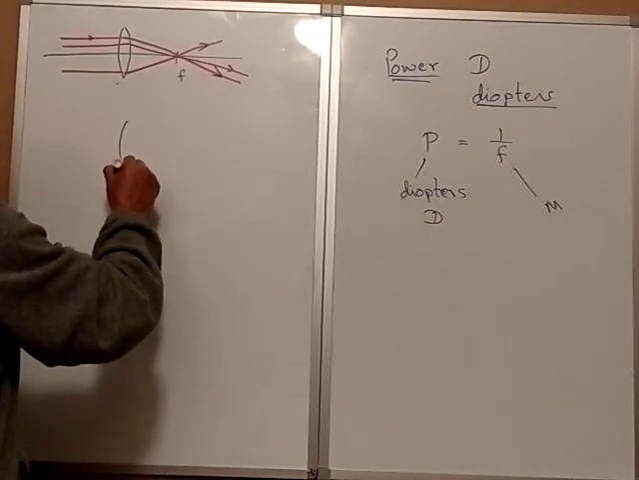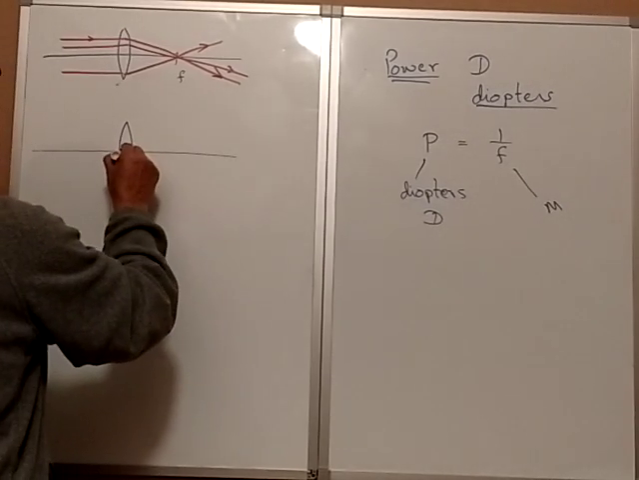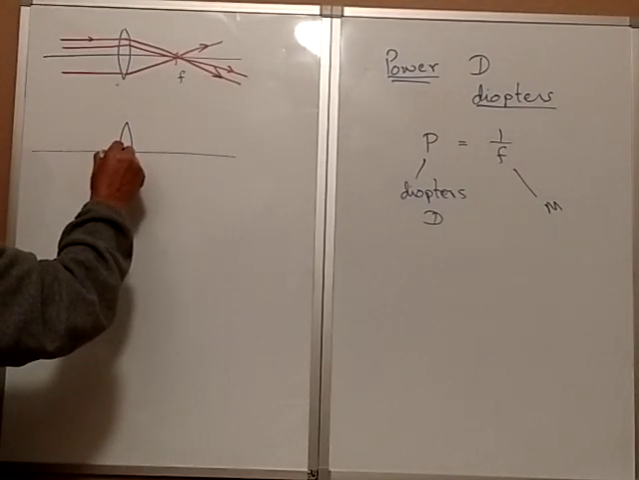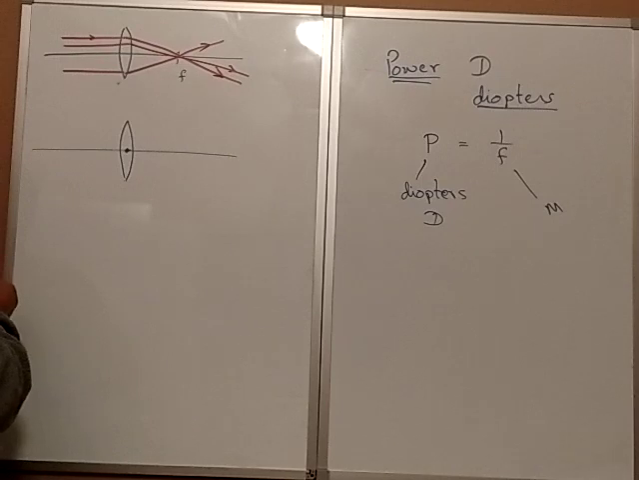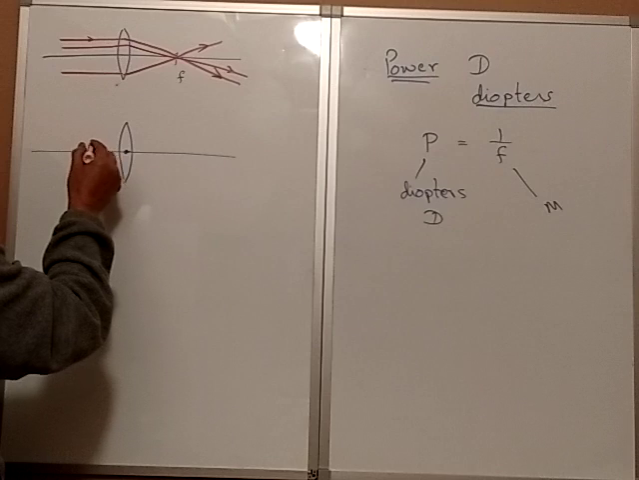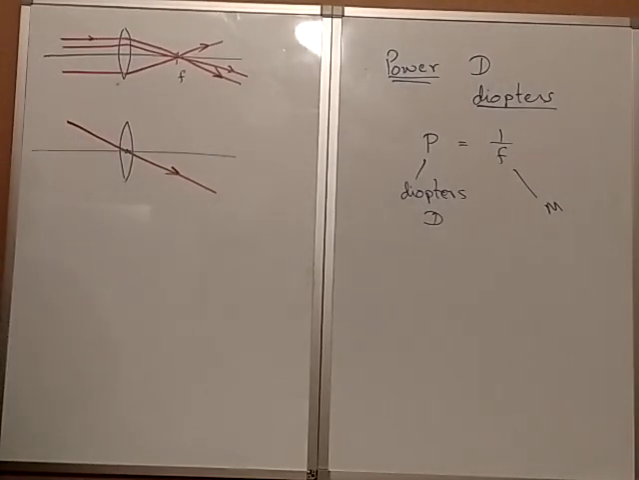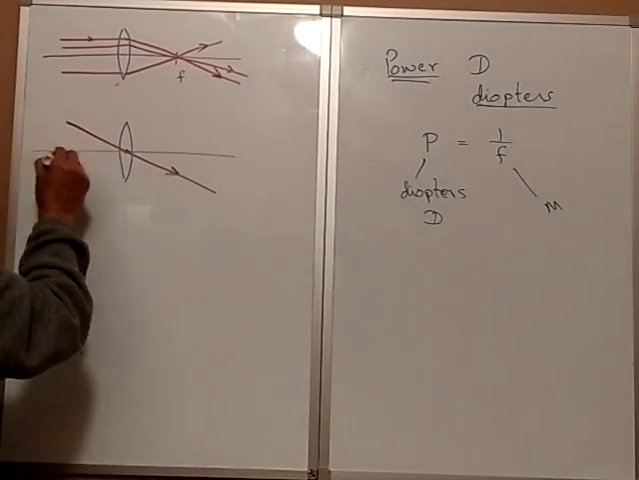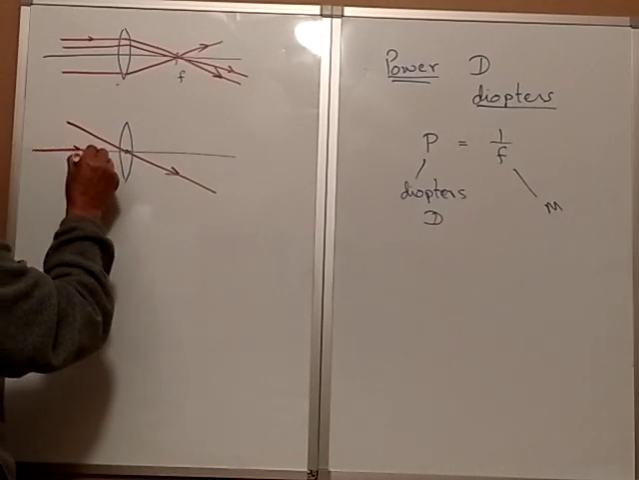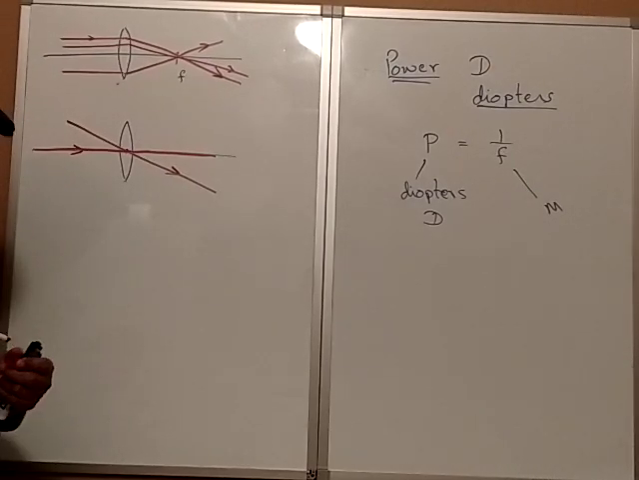The next one is, if you go through the apex or the center of the lens, if the light rays go through that, it will not change direction, it will keep on going the same. And if you send a light ray right on the axis, it will do the same thing. So that's the second rule.